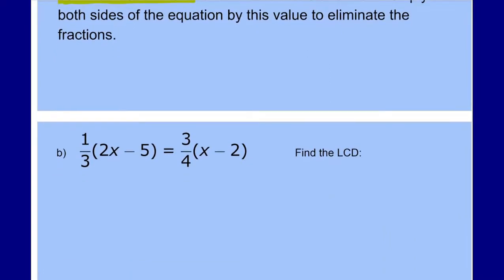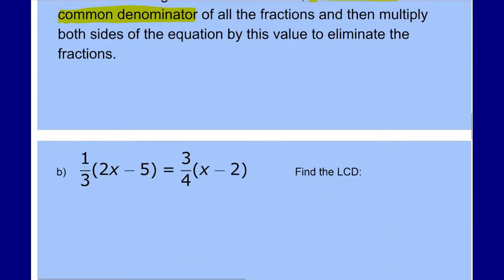So if I look at this one, I kind of mislabeled it, should be A. 1/3 times (2x minus 5) equals 3/4 times (x minus 2). So there's a couple new things in this one. One, we have the two fractions, 1/3 and 3/4. So two different fractions on both sides of the equal sign. We also have a numerator that is not 1. So that is something a little bit different from what we've seen. But we'll worry about that when we get to it.